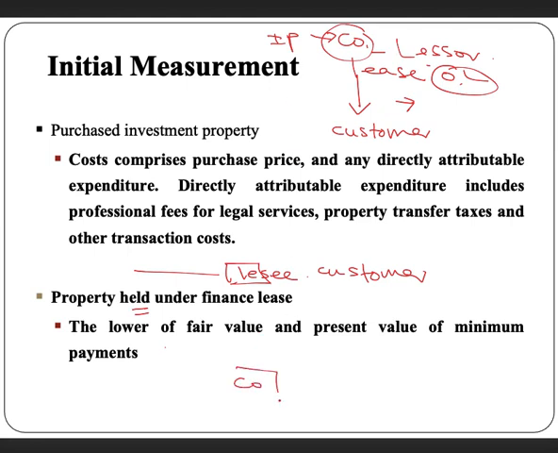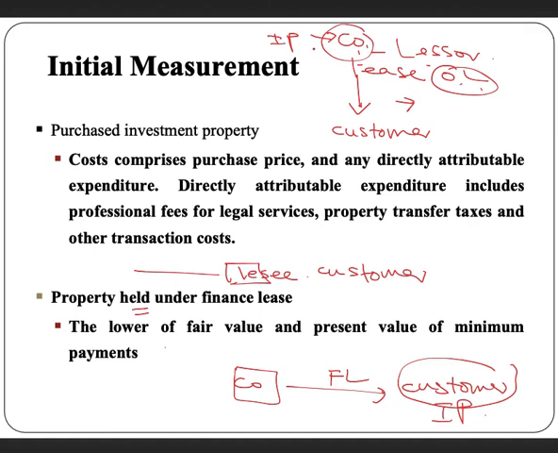But if you are the company and you lease out under finance lease, your customer will recognize it as IP. See the difference? When you lease out under operating lease, you recognize it as an IP. But if you lease out under finance lease, you don't recognize it as an IP, but your customer will. And the measurement, if your customer wants to record it, would be the lower of fair value and the present value of the minimum payment. Which one is the lower?